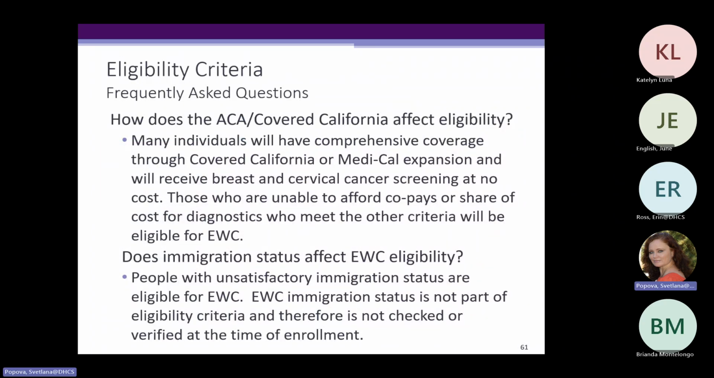So, frequently asked questions: does ACA or Covered California affect eligibility? Many individuals have comprehensive coverage through either Covered California or Medi-Cal expansion. And as we said earlier, if they're unable to afford any of the payments, they can get the diagnostic services through us. Does immigration status affect eligibility? Absolutely not. Immigration status is not part of our eligibility criteria, and we don't look at that. We serve anybody, whether these people are citizens, have satisfactory immigration status, or have unsatisfactory immigration status.